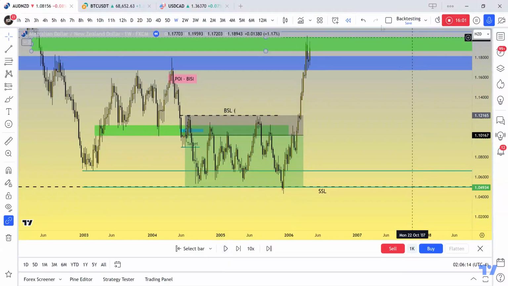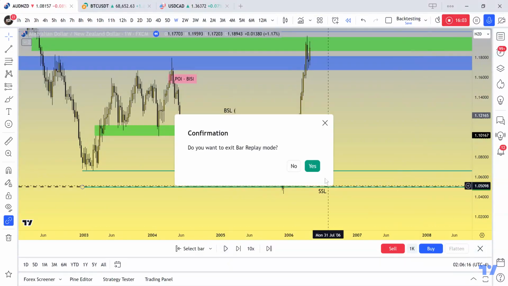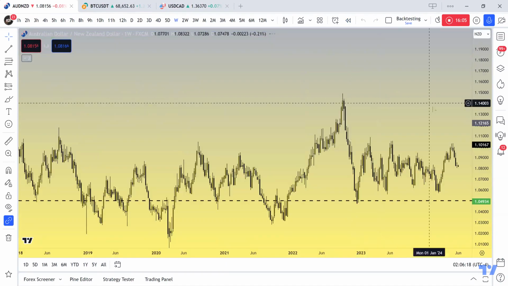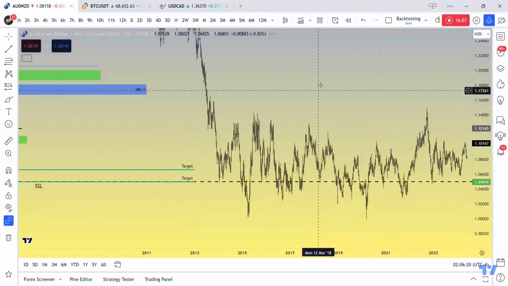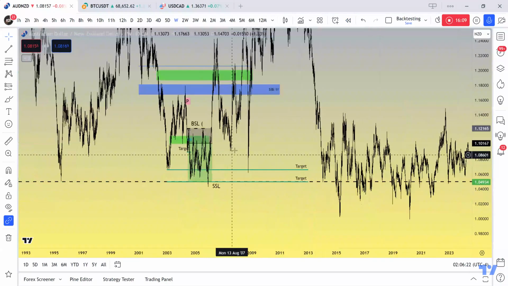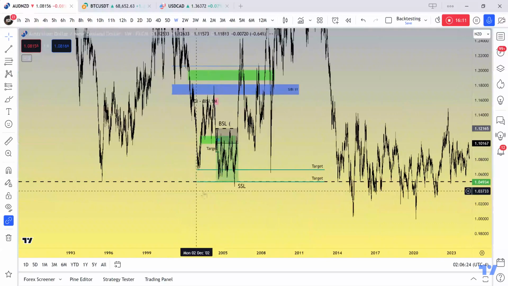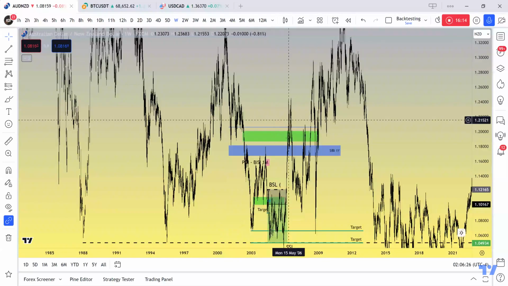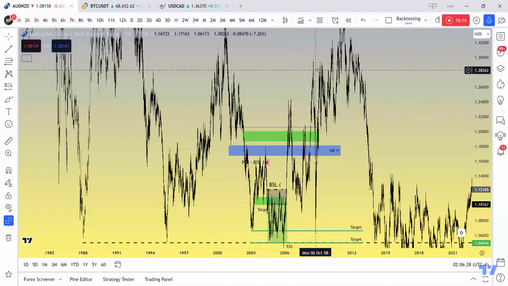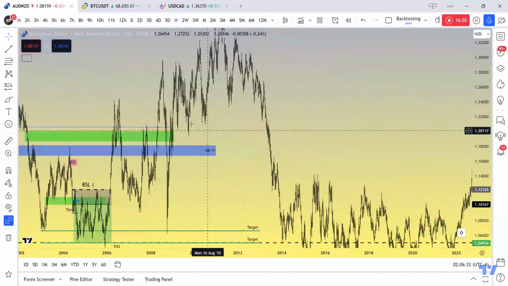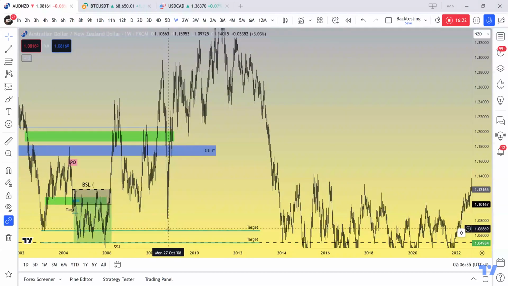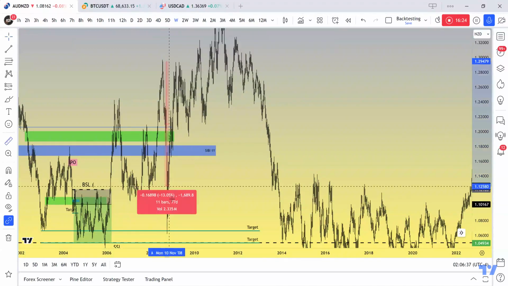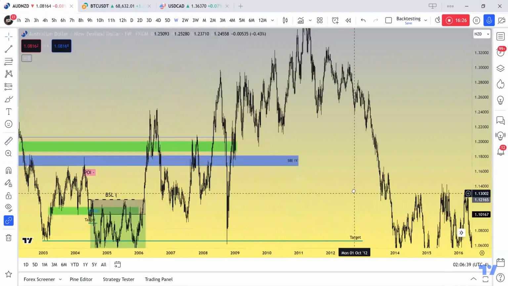Okay, so I'm going to cancel this replay mode, see where we were. Yeah, look at that. We took out that big liquidity, and boom, we went all the way up here. Oh my god, came all the way down. Goodness, on the weekly. Let's see, how many pips is that? It's like 2,000 pips, man.